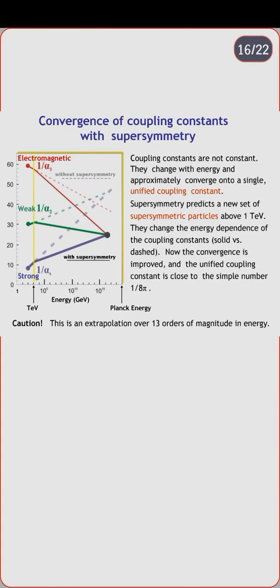Convergence of coupling constants with supersymmetry. Coupling constants are not constant. They change with energy and approximately converge onto a single unified coupling constant. Supersymmetry predicts a new set of supersymmetric particles above 1 tera electron volt. They change the energy dependence of the coupling constants. Now the convergence is improved and the unified coupling constant is close to the symbolic number 1 by 8 pi.